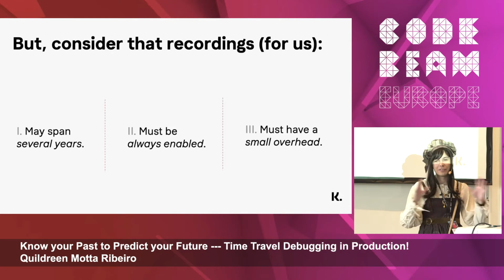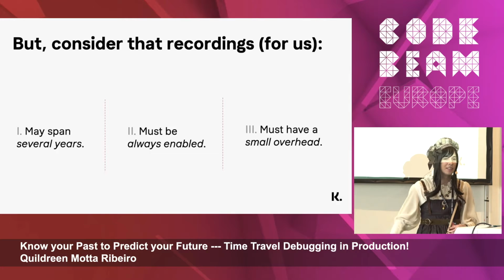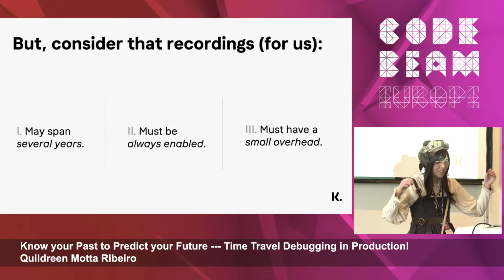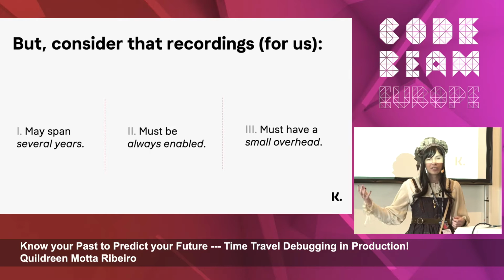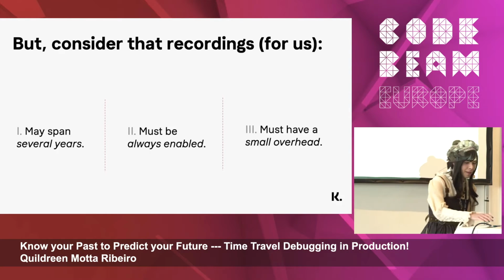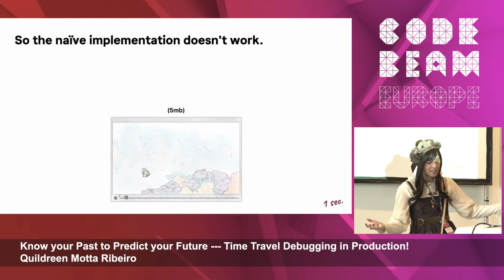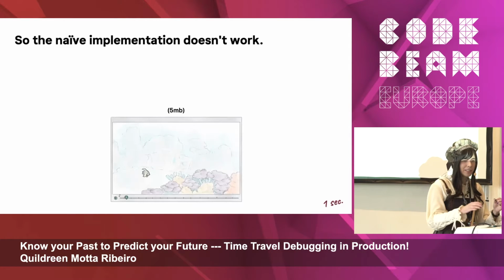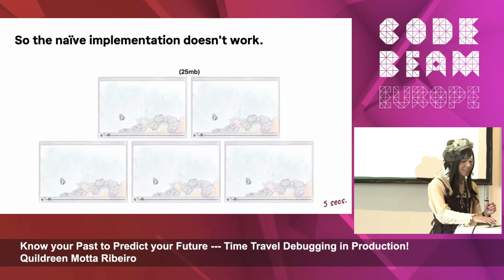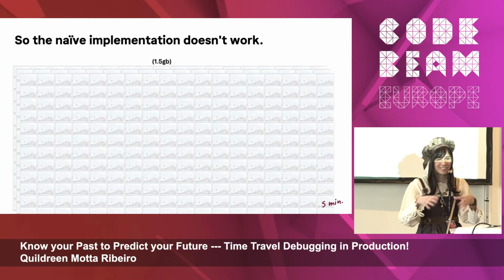We also had to have this always enabled in production because you can't really predict when a problem is going to occur in production. You'd have to be able to debug it. And of course, because of these two things, we need these recordings to have a very low overhead on our actual production system. So that was kind of unique. As you can imagine, the naive implementation of just recording everything does not really work because there's just so much memory that you can fit in a single computer.